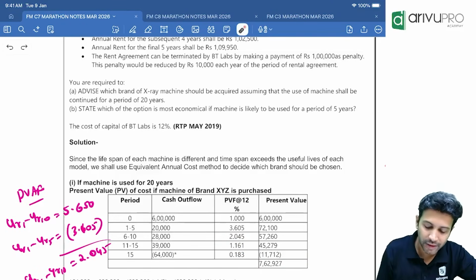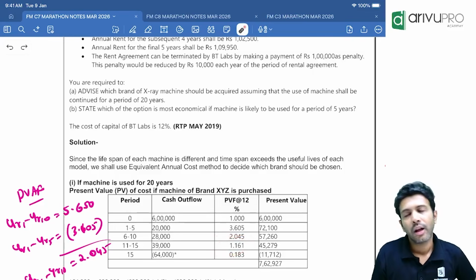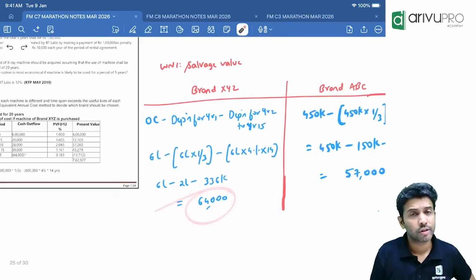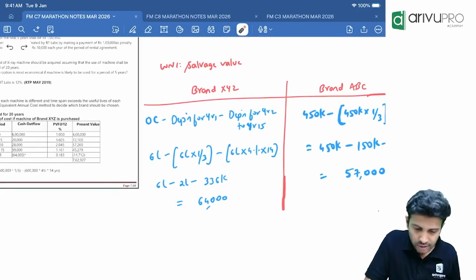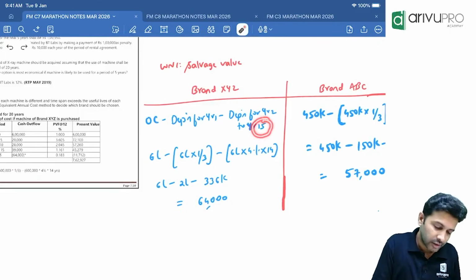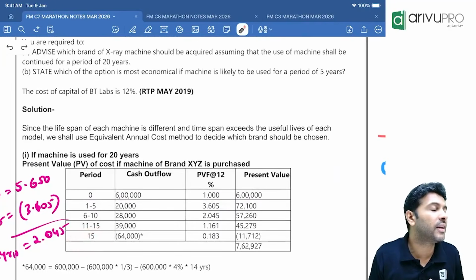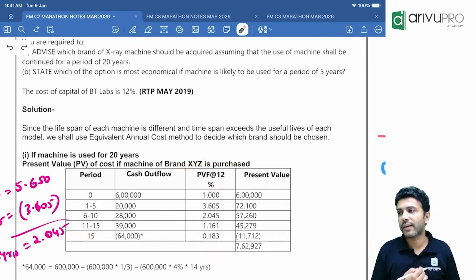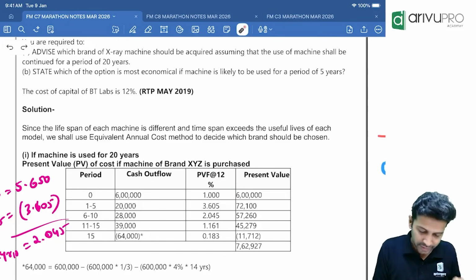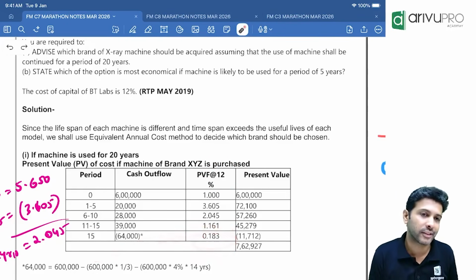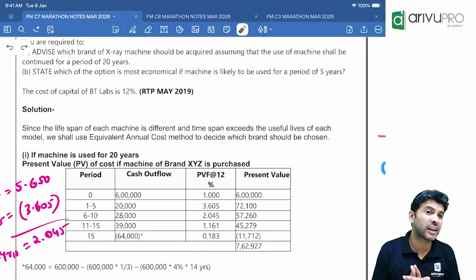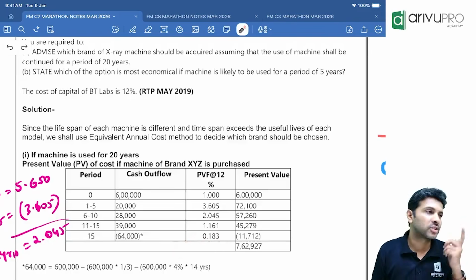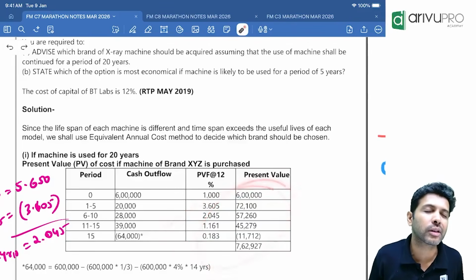So for a mid-period, if you want to get the PVAF, you can calculate like this. Now lastly, the salvage value. How much is the salvage value we got? 64. Will you get the salvage value every year or once? Once, at the end of the 15th year. Now, PVAF or PVIF? At 12%, PVIF. 1 divided by 1.12, press equals 15 times. 0.18. Multiply and you will get the present value of cash outflows, because all these are only outflows.